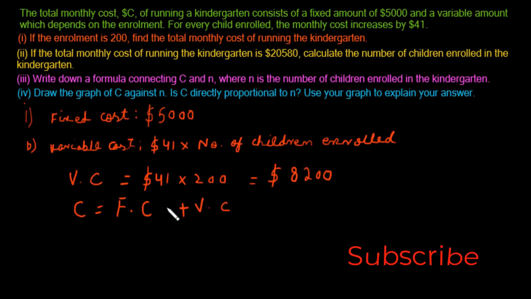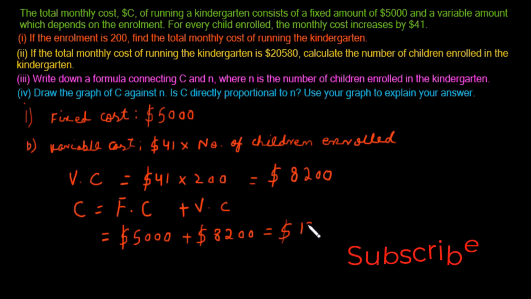Now substituting these values, the fixed cost is 5,000 and the variable cost is 8,200, which will result in 13,200. So the total monthly cost will be $13,200.